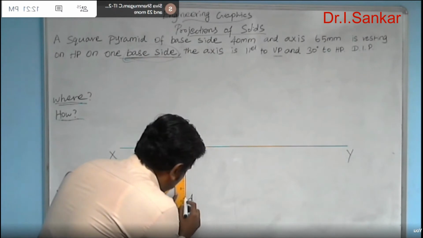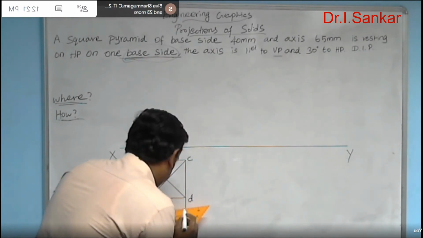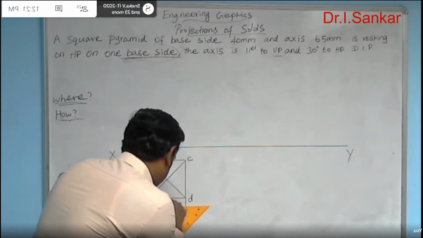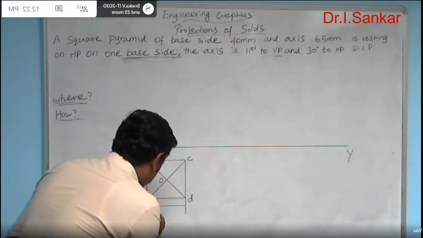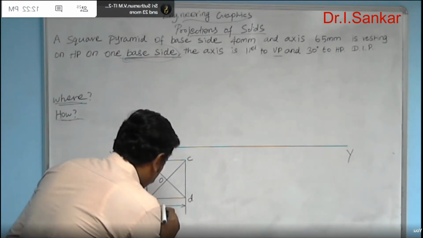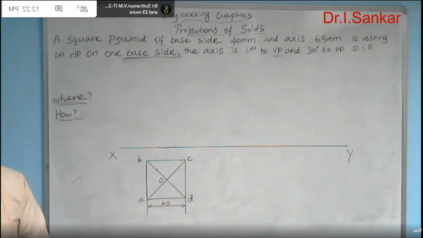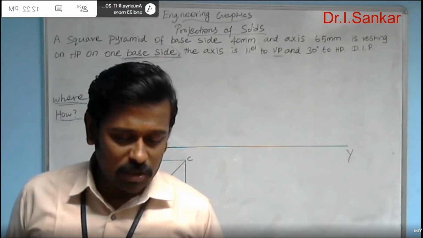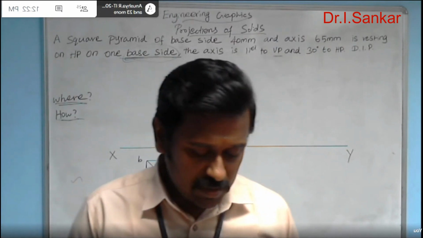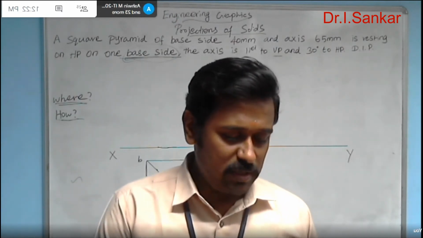We can mark the dimension also, which is given as 40. Immediately after that, I need to draw the projectors for each and every corner of the top view towards the front view area.